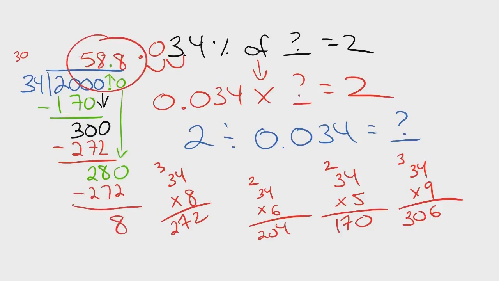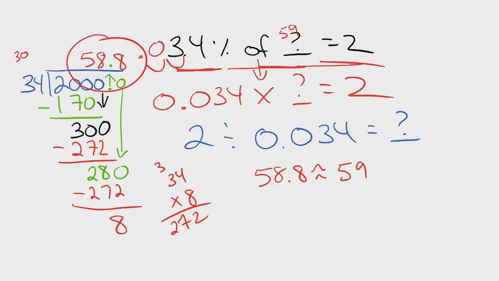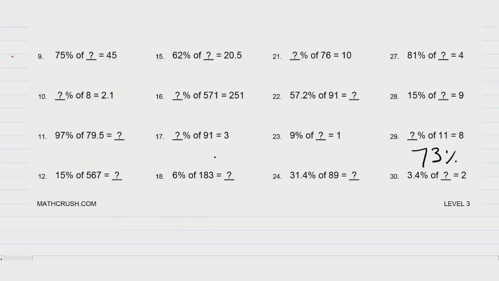We get 58.8. Let me erase all this mess really quick, just to give us some space. We have 58.8, which is approximately 59. So our answer up here is 59. 3.4% of 59 equals 2. And guess what? We are finished. I write 59 right there.